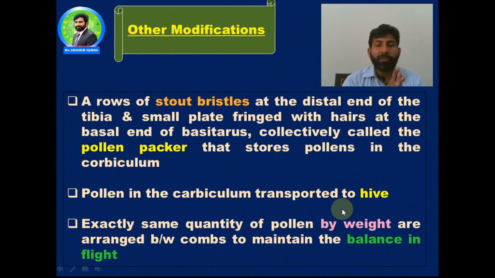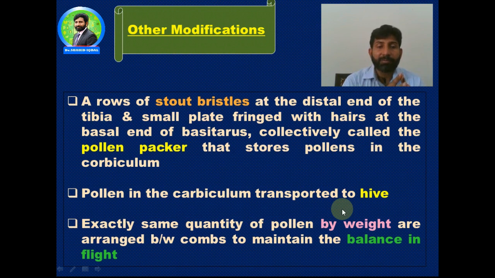A row of stout bristles at the distal end of the tibia and a small plate fringed with hairs at the basal end of the basitarsus, collectively called the pollen packer. That is, a stout row of bristles at the distal end of the tibia and small plates fringed with hairs at the basal end of the basitarsus, collectively called the pollen packer. That stores pollen in the corbiculum, the pollen basket. Pollen in the corbiculum is transported towards the hive.